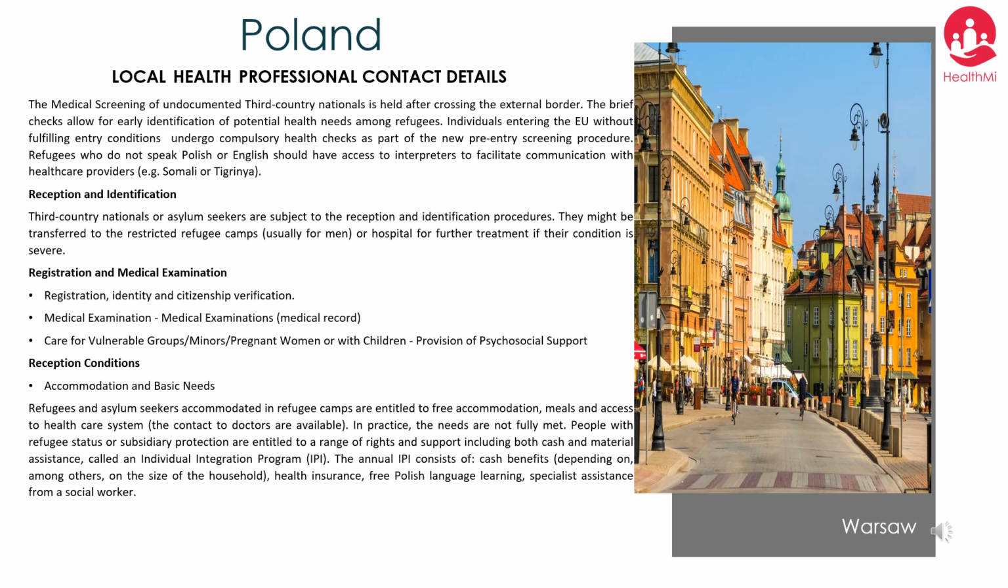Reception and identification. Third country nationals or asylum seekers are subject to the reception and identification procedures. They might be transferred to the restricted refugee camps, usually for men, or hospital for further treatment if their condition is severe. Registration and medical examination: registration, identity and citizenship verification, medical examination, medical record, care for vulnerable groups, minors, pregnant women or with children, provision of psychosocial support.